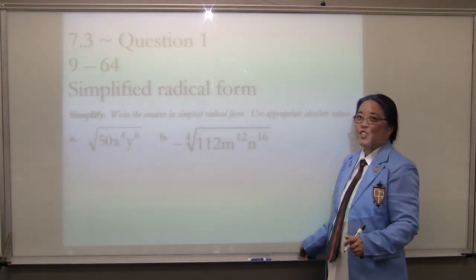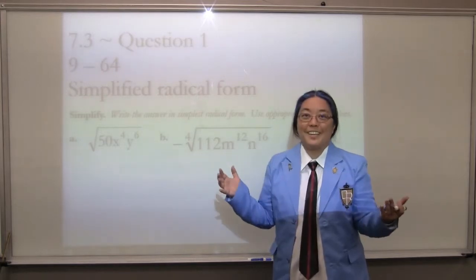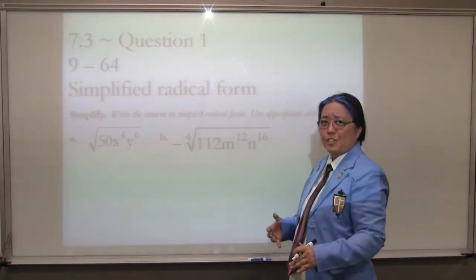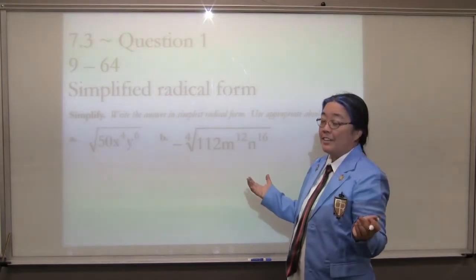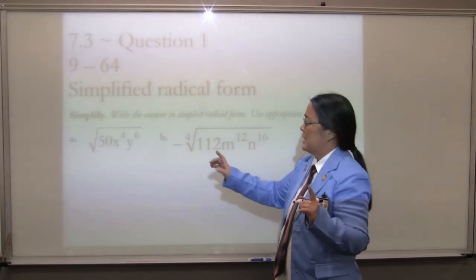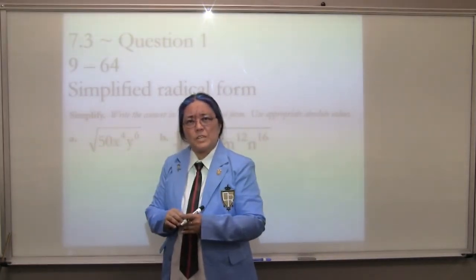Chapter 7, Section 3, Question 1. Simplified radical form. You may say, hey, we did simplified radical form back in Chapter 7, Section 1 with even odds, and it was lovely. Folks, look at these numbers. This is not a beautiful number like we had in Chapter 7, Section 1.